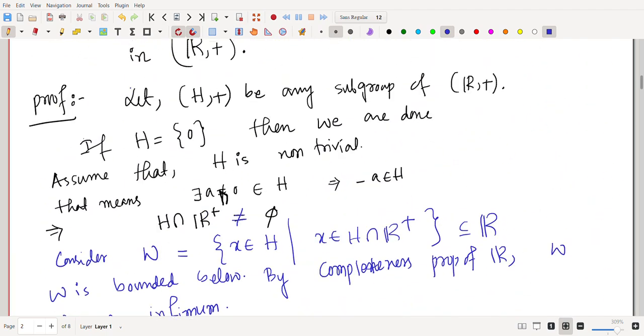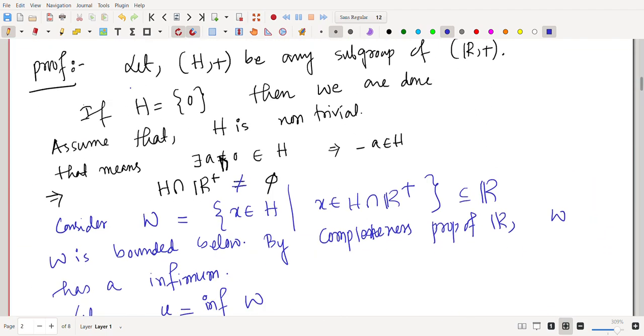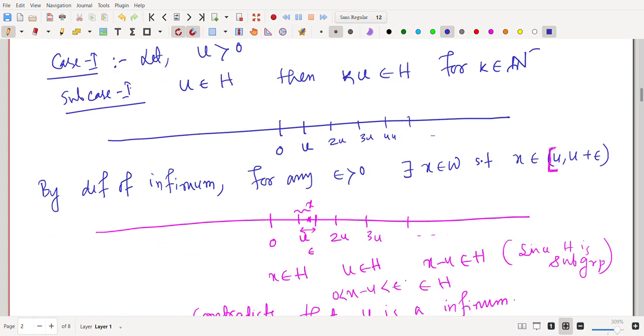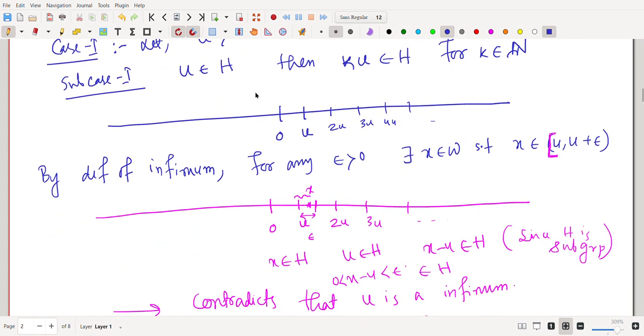So what we are using here is that any bounded below subset always has an infimum. That's the completeness property of R, right? A bounded above subset must have a supremum, and a bounded below subset must have an infimum. So here it is bounded below, so we can do that. And if you choose the negative real number, then you have to work with the supremum. Every proof will work, and it is completely the same. Okay, and then you are doing the same thing.